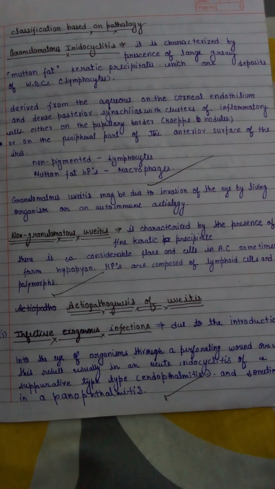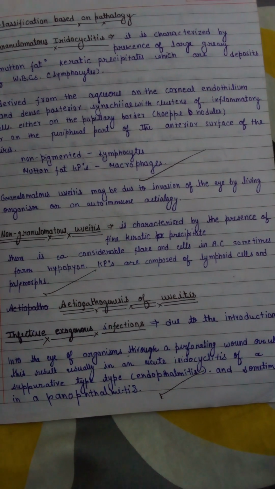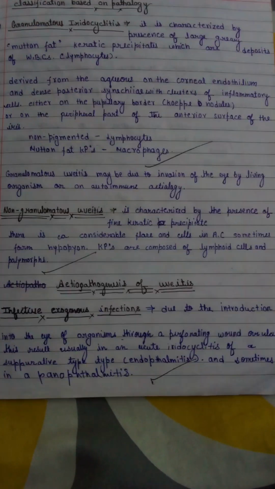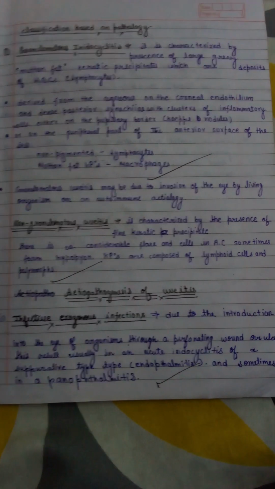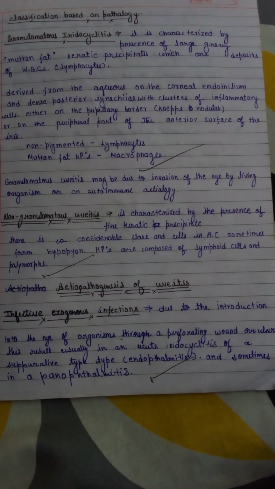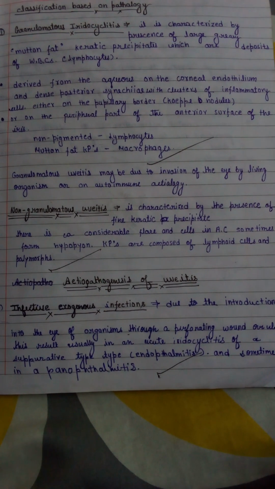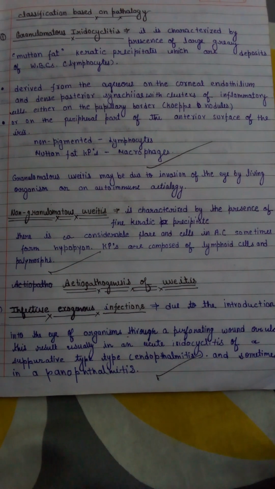So as you know, macrophages are WBCs which can directly eat the bacteria. Their principal function is this: granulomatous uveitis may be due to invasion of the eye by a living organism or autoimmune etiology. Now we'll talk about non-granulomatous uveitis.